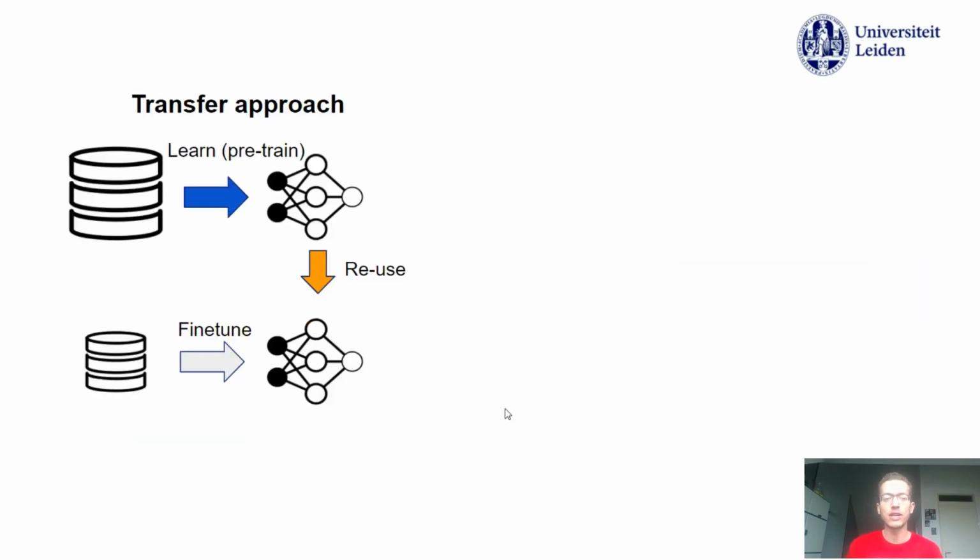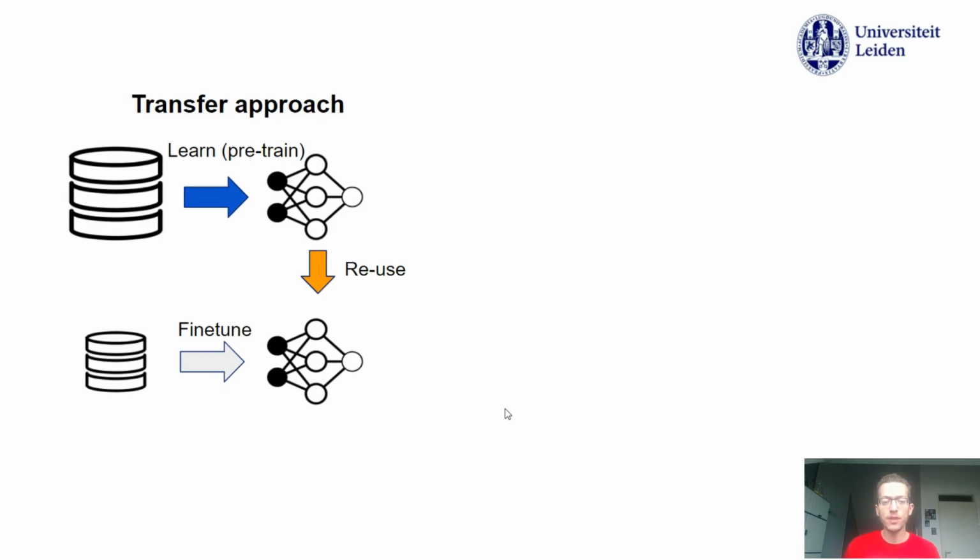The first approach is the transfer approach. The idea is that we have one large data set, which we use to learn or pre-train a given neural network. And then when we are presented with a new task consisting of maybe a limited amount of data, we reuse the learned network that we had, and we only fine-tune some of its parameters in order to learn this new task.